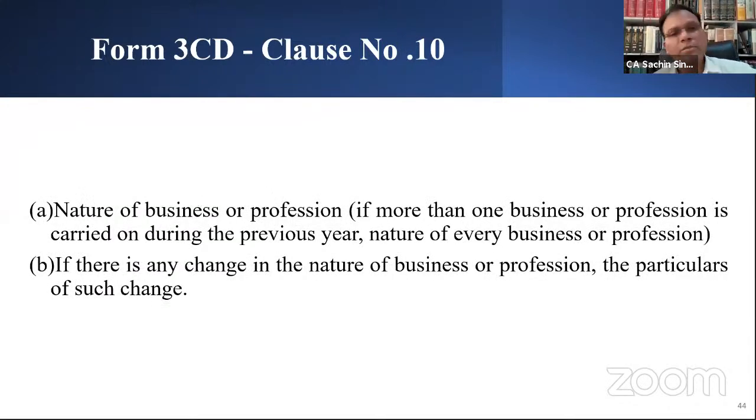Now come to clause number 10. So let me put some question before you. This is a very simple question to reply: nature of change in profession, nature of business or profession. If there is any change in the nature of business or profession, particulars of such change. So what exactly do they want to ask? Let me put some question before you. Number 1, earlier the assessee was a trader of gold, now a trader of iron. Whether it is a change in nature of business, yes or no?